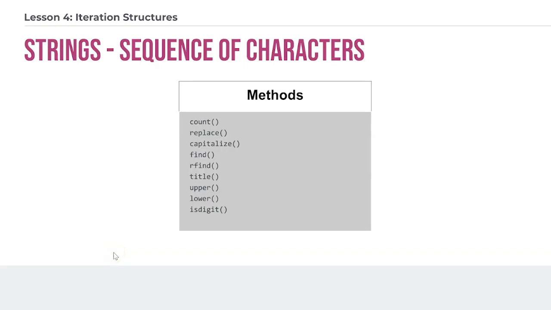So strings are a type of data that is a sequence of characters. And in Python, you have lots of methods that come pre-installed for you to work on and work with strings.